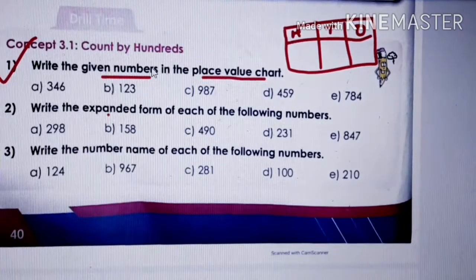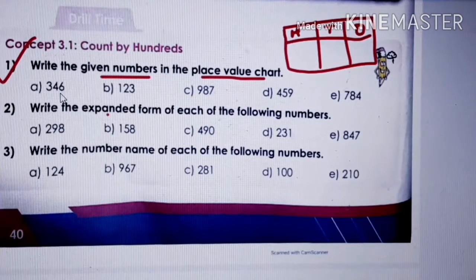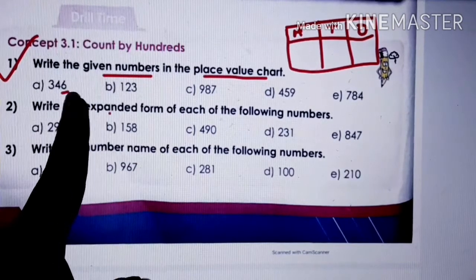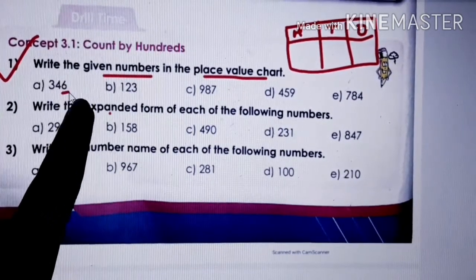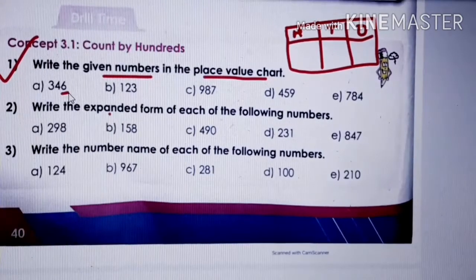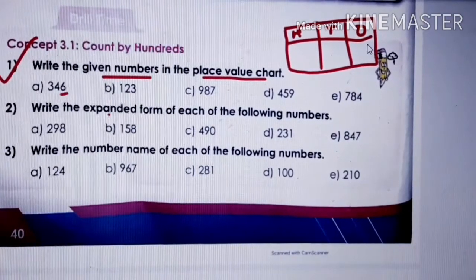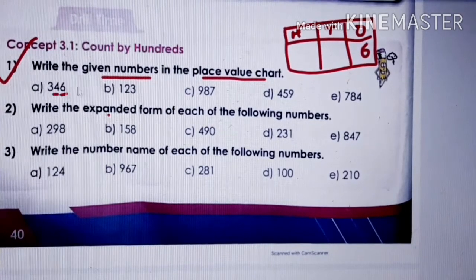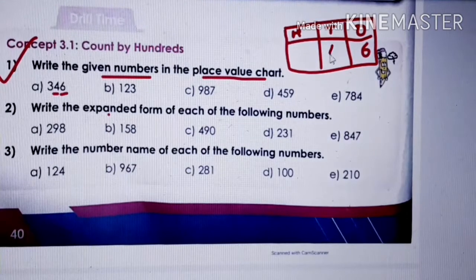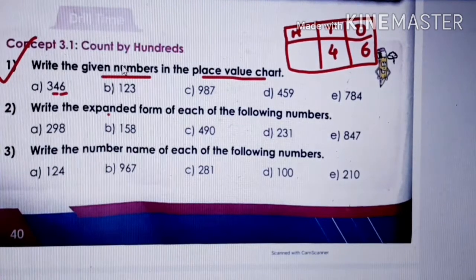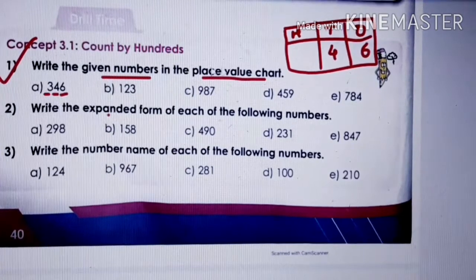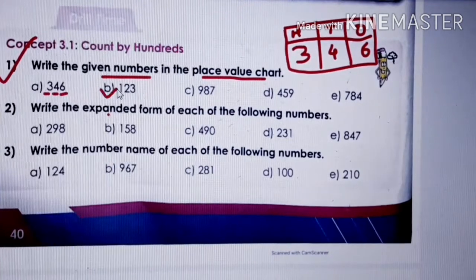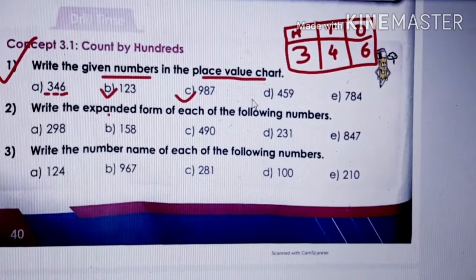Okay, so this is how, children, the first number is 346. Then 6 comes in. We always start counting from the right side digit. Okay, so this is your 6. 6 is in which place? Ones place. So let's put 6 in ones place. Is it clear? Then 4. 4 is in which place? Tens place. So let's put 4 in tens place. Then 3. 3 is in which place, children? Hundreds place. So this is how we are going to place all the rest of the numbers in the place value chart.